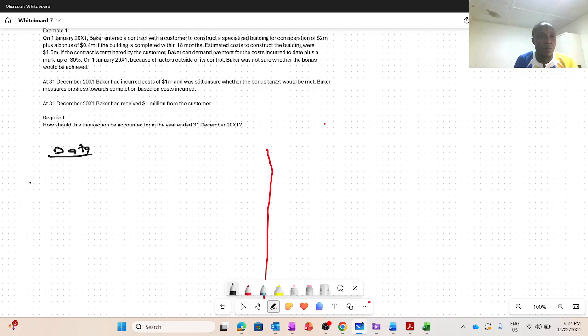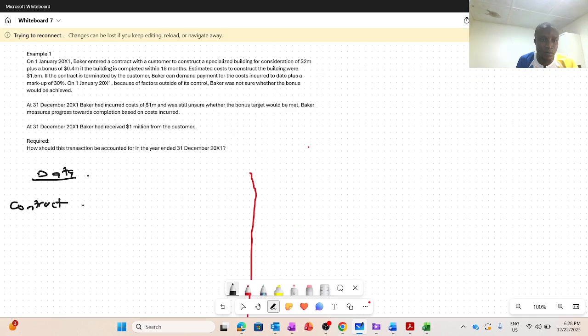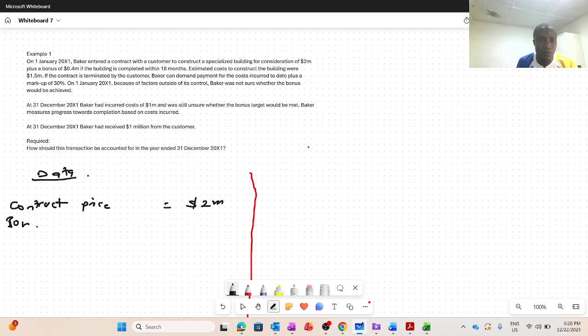Now, on 1st January 2021, B entered a contract with a customer to construct a specialized building for a consideration of 2 million. So this is the contract price, which is $2 million, plus a bonus of 0.4 million. So this is the variable consideration.